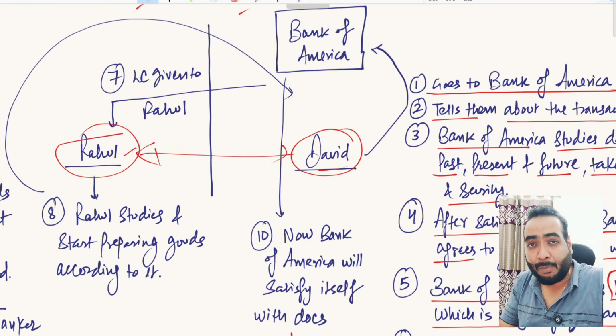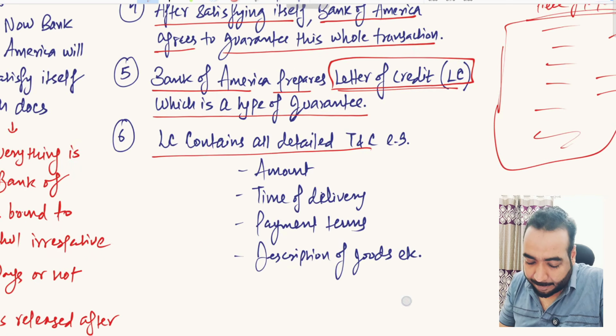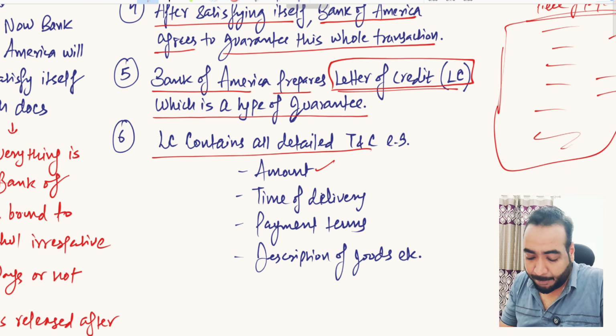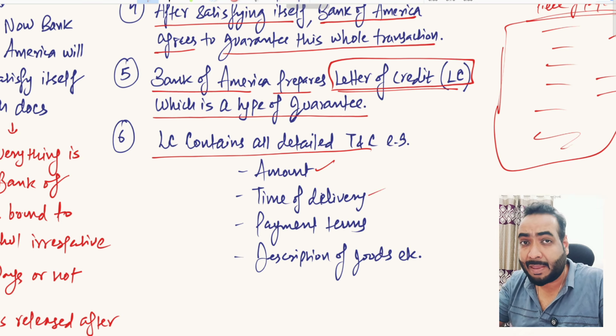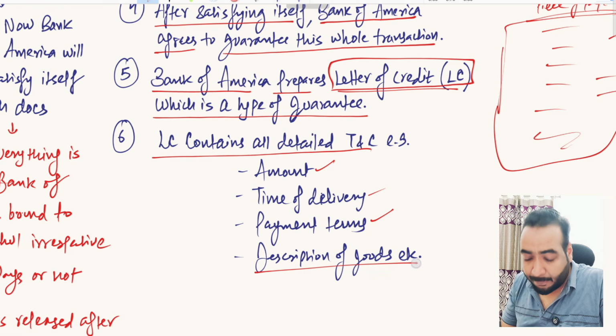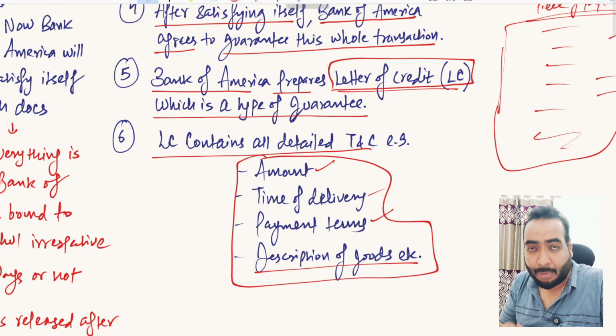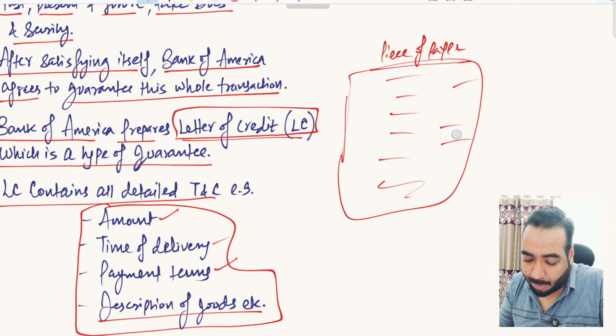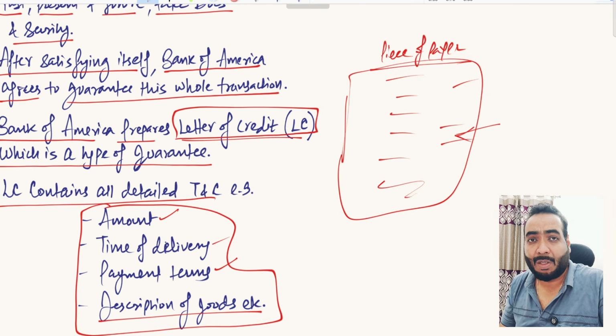First, Rahul and David mutually agree on some terms and conditions, like the amount of the transaction, the bill amount, and the time of delivery. Rahul agrees that he will deliver the goods by 31st December. Both parties agree to the payment terms, the description of goods, what goods will be exported, and all other minor things. All of these matters, which are personal to Rahul and David, will be incorporated in the letter of credit, right?